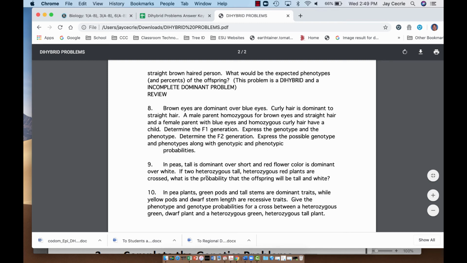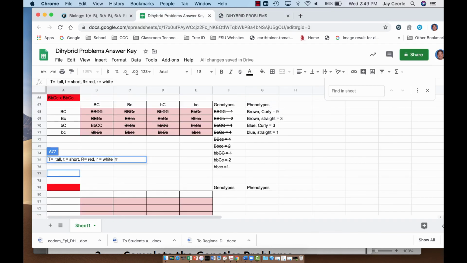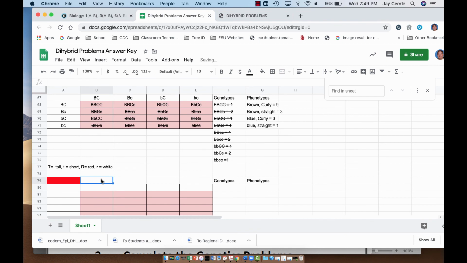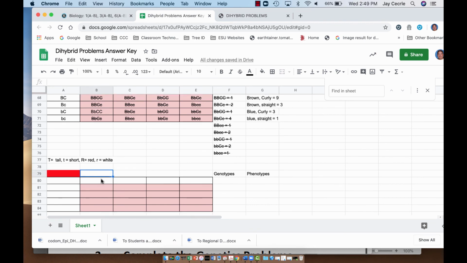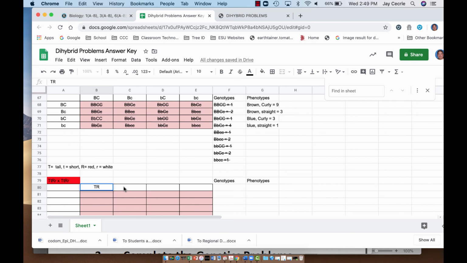It says if 2 of them are crossed. So heterozygous tall, heterozygous red. It's going to be very similar to this problem. We're just changing the letters up. So let's see if we can do this real quick. Okay, so we use the FOIL method, big T, little r. And then the same for this one.